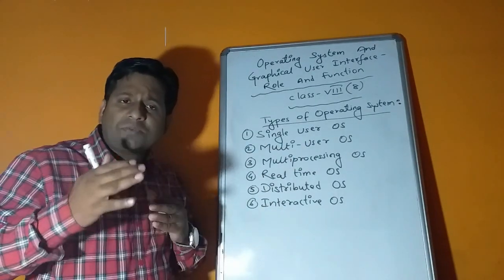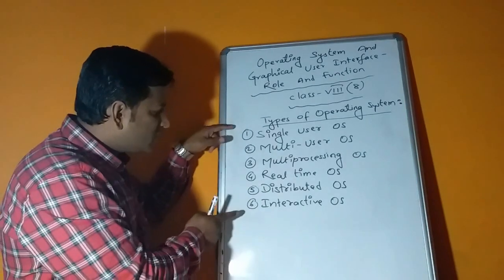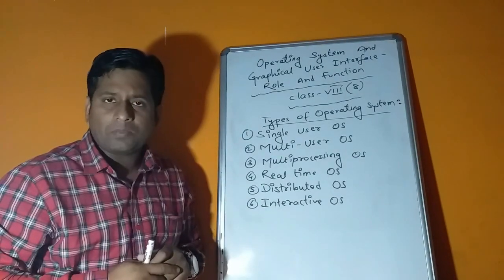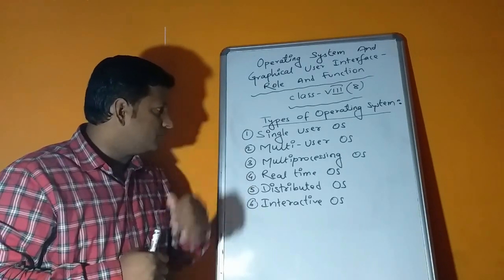Now, today, our topic is types of operating systems. These operating systems are categorized in different types. Basically, the categorization is done in 6 different types. So number 1, single user operating system.